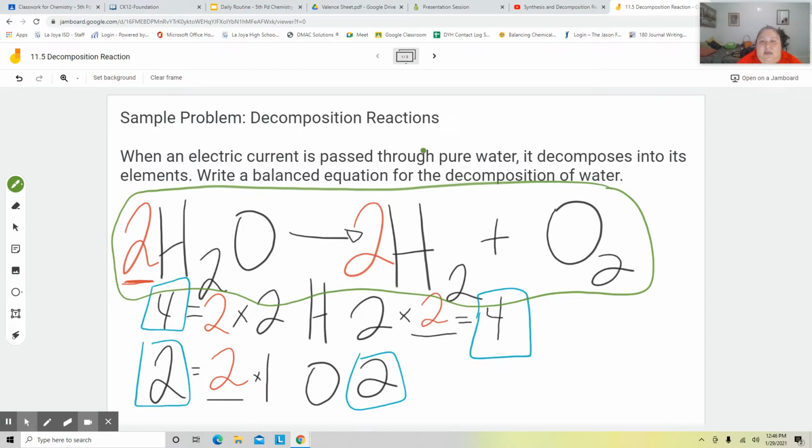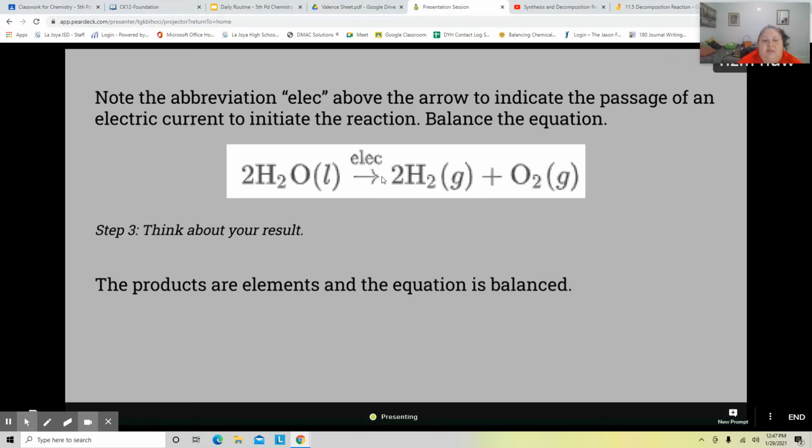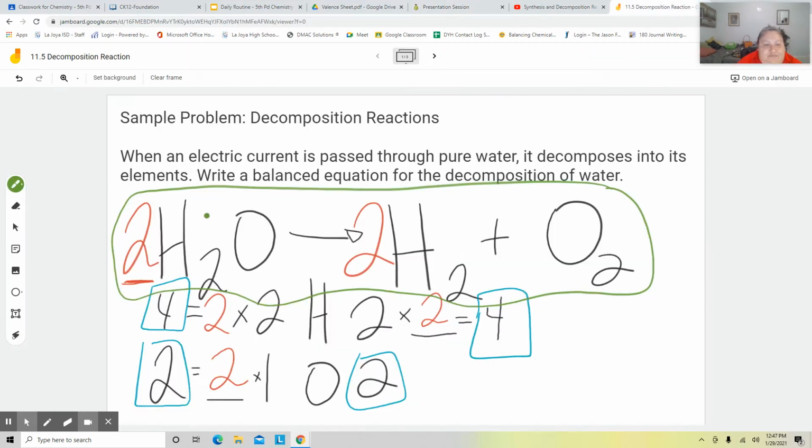All right? Let's look at Pear Deck and verify if our answer is correct. Look at it. Perfect. We have 2 moles of water, 2 moles of hydrogen, 1 mole of oxygen. Is that the same thing we got? Yup. Great teamwork, guys. Great job. I'm really enjoying this class. I enjoyed it last semester, and it's just getting better and better every day.